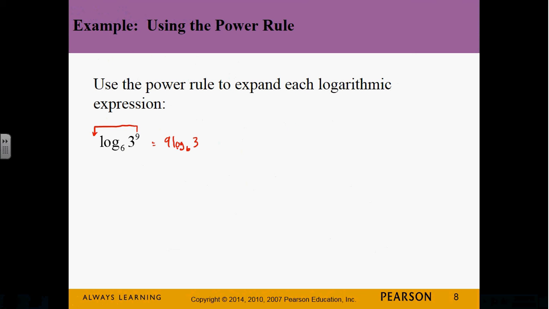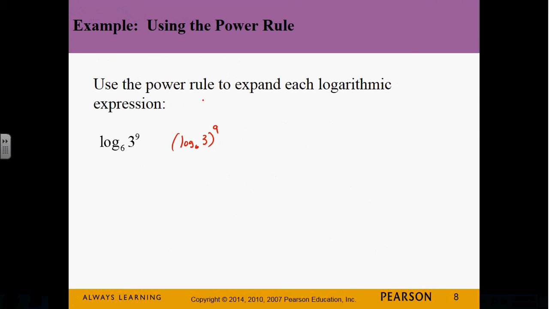Do you see the difference between this and this? Here, the 9 is only on the argument, right? 3 to the 9th is the argument. Here, the 9 is on the entire function. We cannot use the power rule for this.